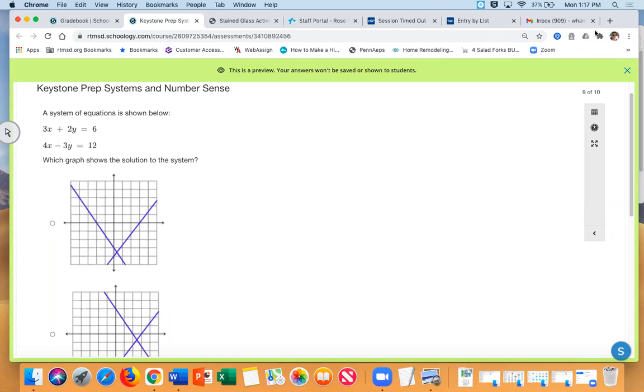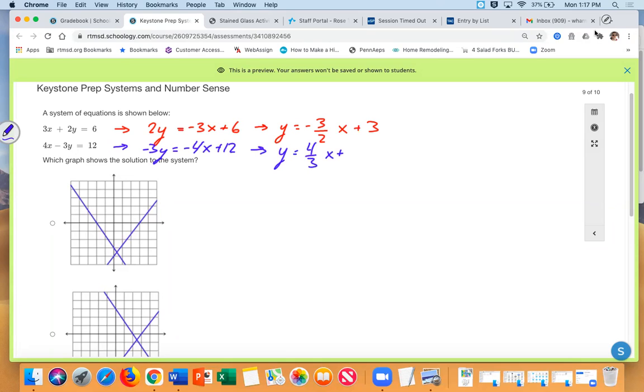Okay, well, allow me to do that for you. So first thing I would do is I would get y by itself, and I would get 2y equals negative 3x plus 6. Then that would give me y equals negative 3 over 2 x plus 3. This one, I would get negative 3y equals negative 4x plus 12. And that would give me y equals 4/3 x plus 4. Nope, lie, minus 4. Forgot, divided by a negative. We'll get you every time.